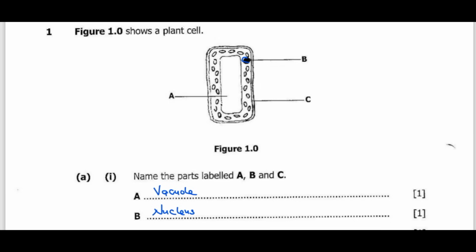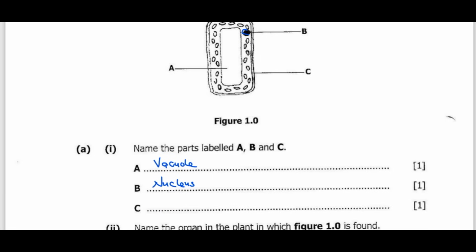Okay, let us move to C. On C, you have to look very carefully. We have two layers, the outer layer, and then we have the inner. When you look very closely, you'd find that C is this inside. And what do we call this part? This is the cell membrane. If it was outside, then that is the cell wall.